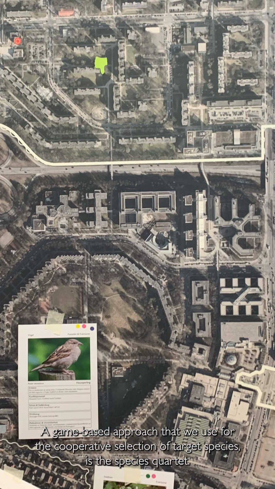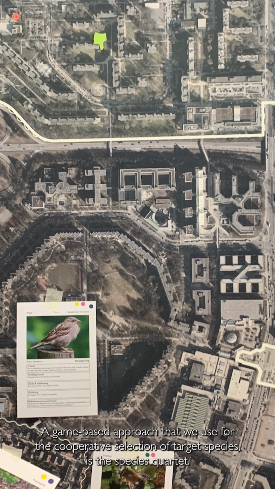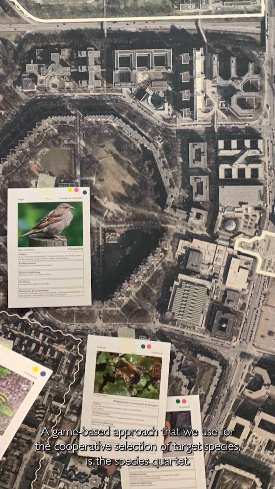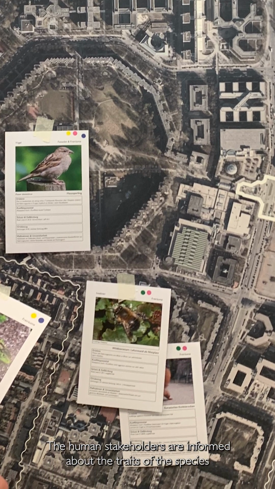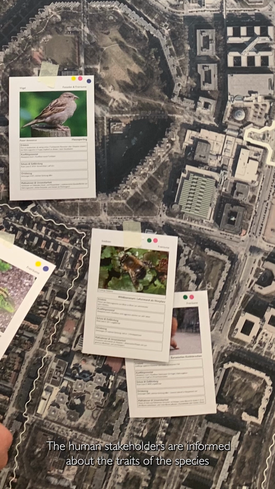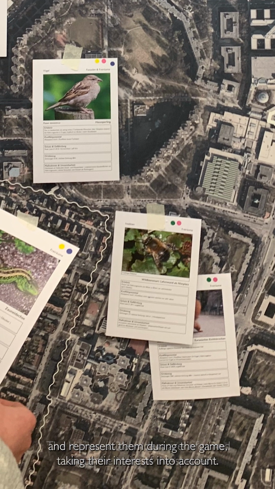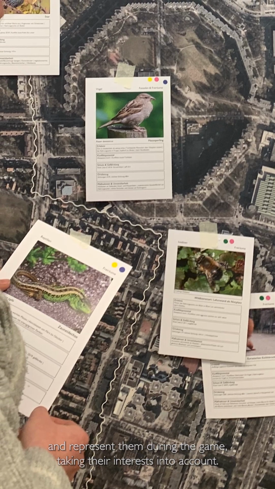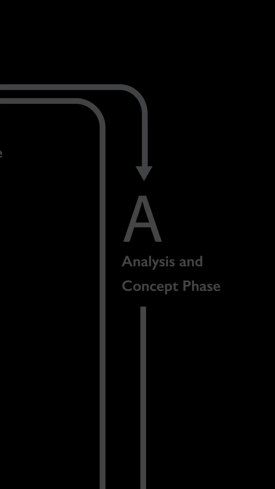A game-based approach that we use for the cooperative selection of the target species is the species quartet. The human stakeholders are informed about the traits of the species and represent them during the game, taking their interests into account. This process leads to the final selection of the target species.